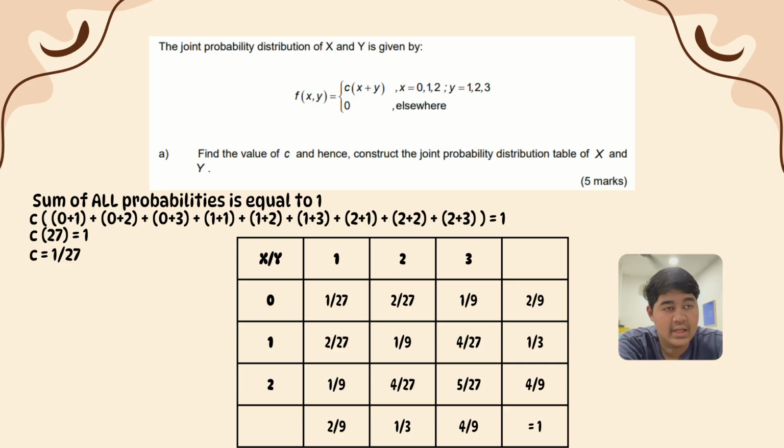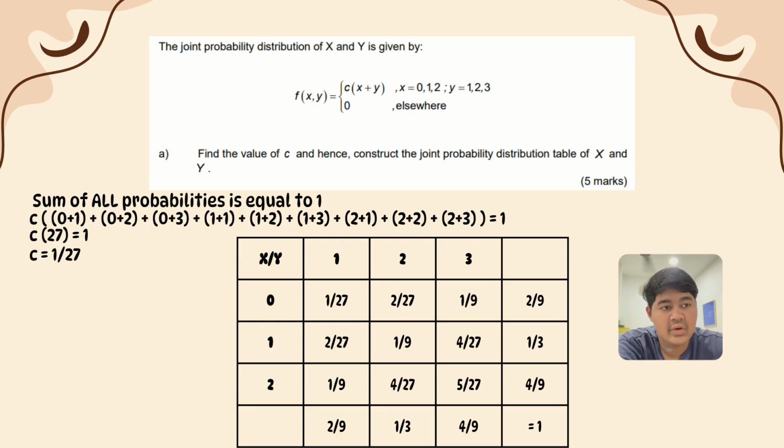And then the question asks us to construct a probability distribution table of x and y. To do that, at the most left column we have the values of x, and at the most top row the values of y, and from that we just have to add the numbers and times 1 over 27, because that's the value of c, as you can see on the screen.